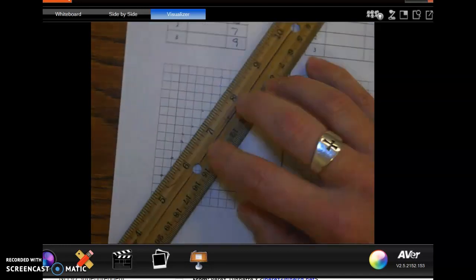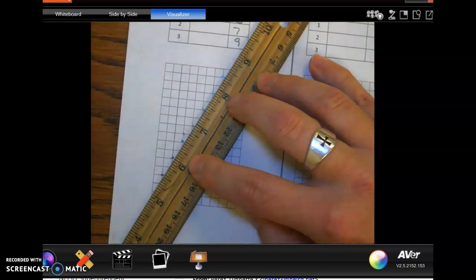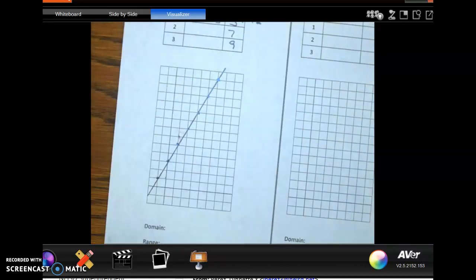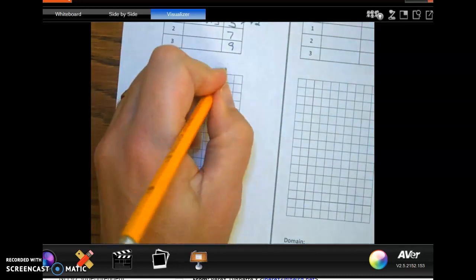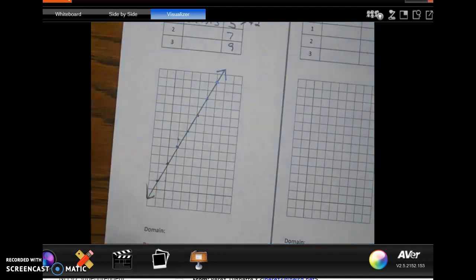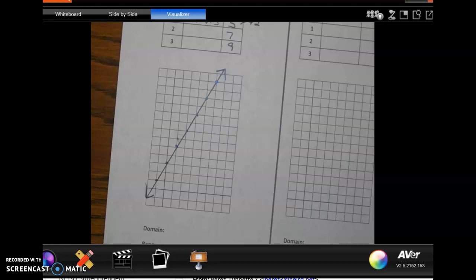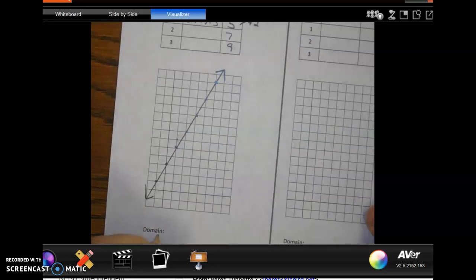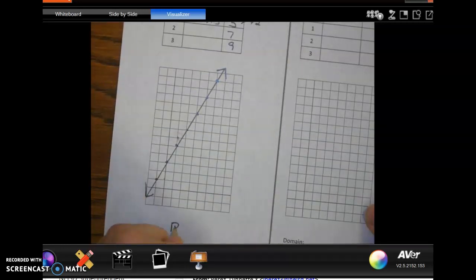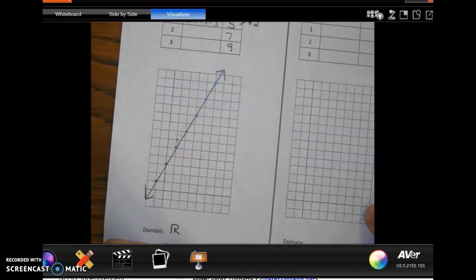Find yourself a straight edge. It does not have to be a ruler. And we put arrows on the ends because it continues on. And domain, all real numbers, left and right, lowest to highest, all real numbers.